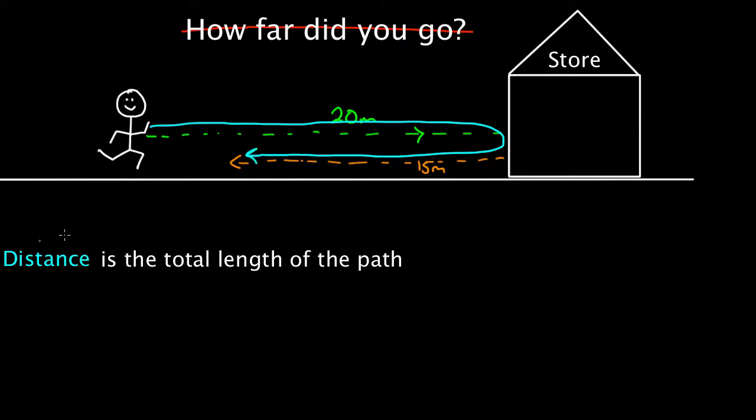So Rocco, what was your distance? 35 meters. You know what letter we use for distance? Lowercase d. And your distance here was 20 plus 15. You add up all the parts of the path. You get 35 meters. The other way to measure how far something went is the displacement.